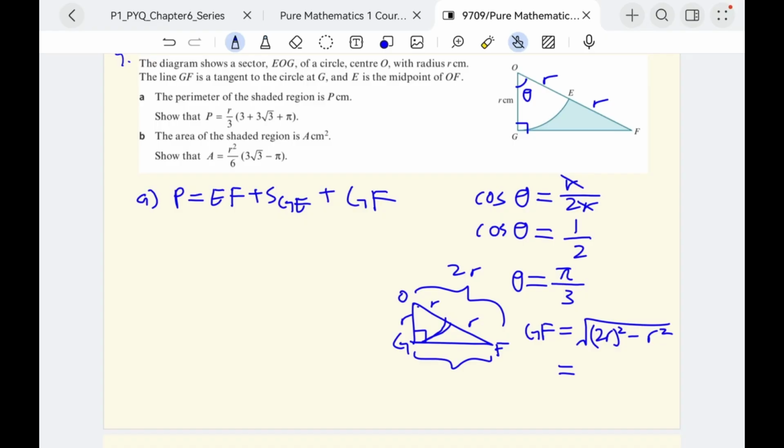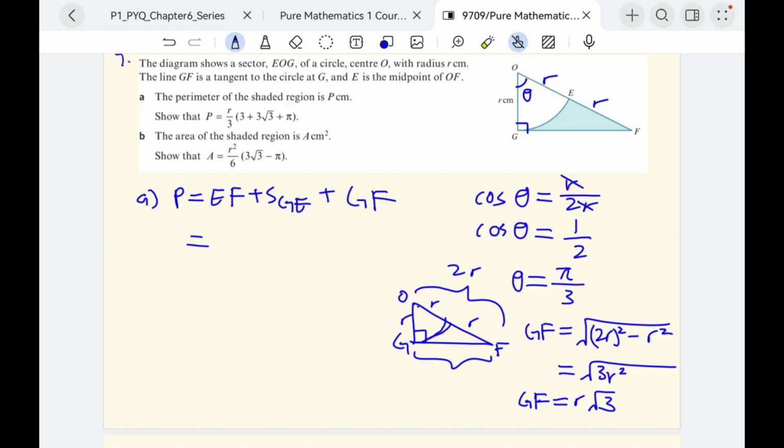Sorry, you need to square the 2. So 4r squared minus r squared, which is 3r squared. So for GF, you will get r root 3. We must assume that r is positive, because logically the perimeter of the shaded region must be positive. So you get GF equals r square root of 3.